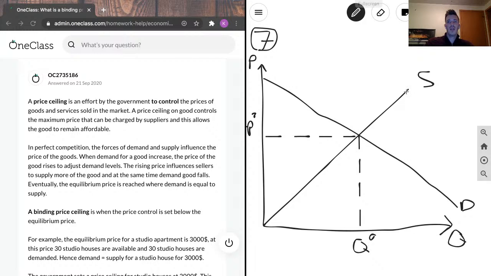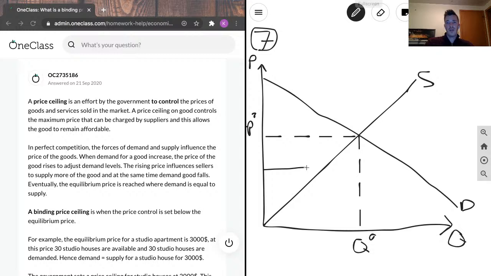And what they were touching on here is, if we've got our equilibrium quantity and price here, and we set a price ceiling here, a price ceiling looks like a horizontal line. So if we set a price ceiling here, well, that doesn't matter because the equilibrium point is below it. A price ceiling means that we can't have a price higher than what we've got here. So this would be an example of a price ceiling that isn't binding.